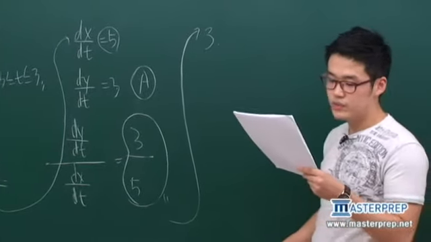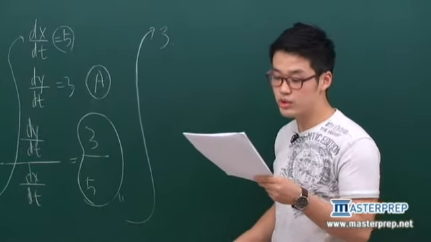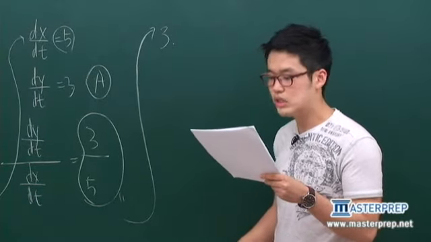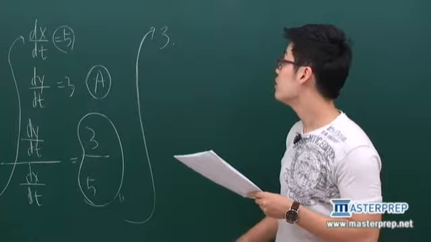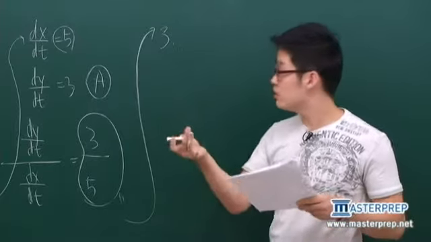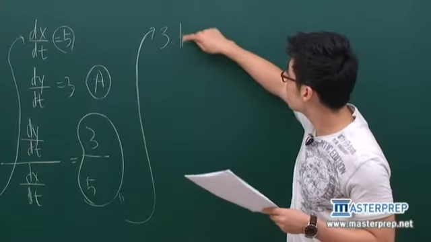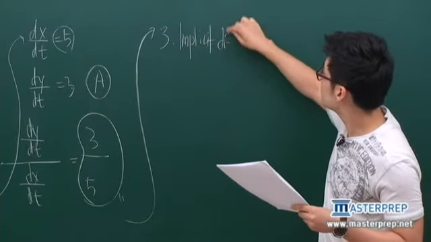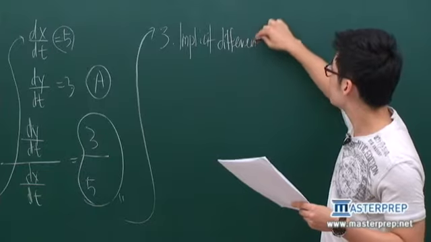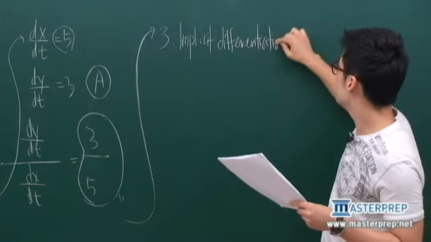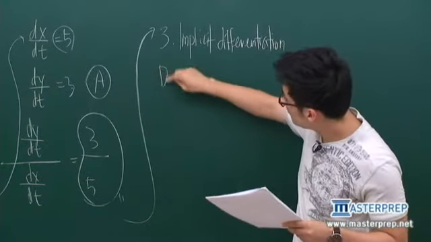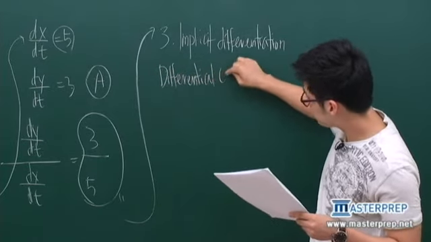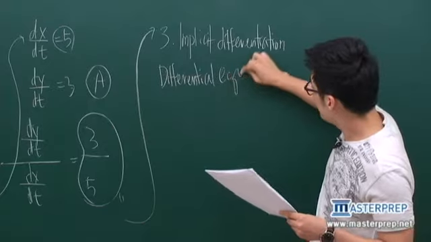So number 3, the slope of the line tangent to the curve y squared plus xy plus 1 cubed is equal to 0 at (2, -1). So this is a question of what? This is a question of implicit differentiation.